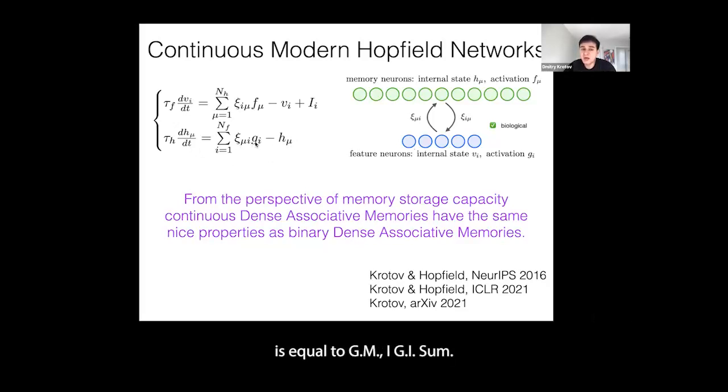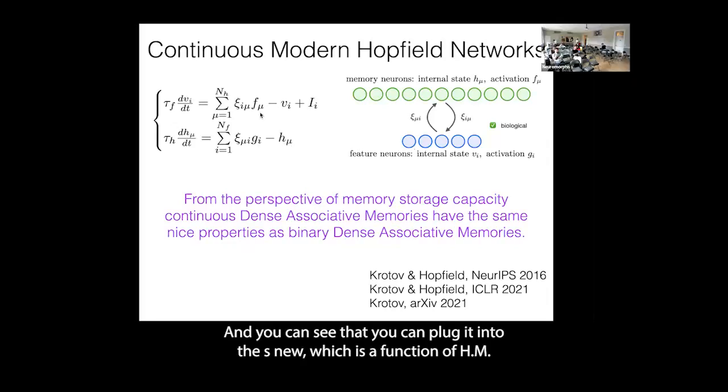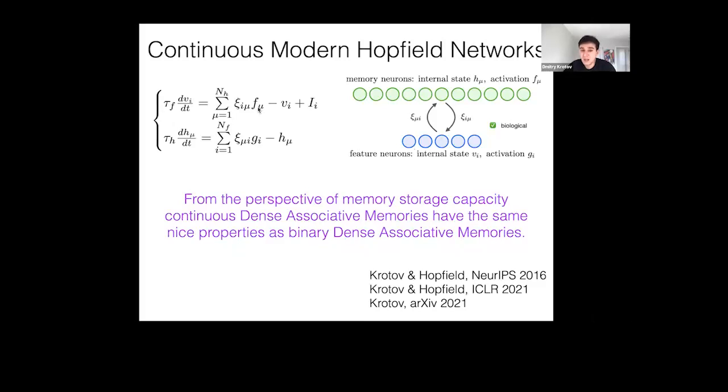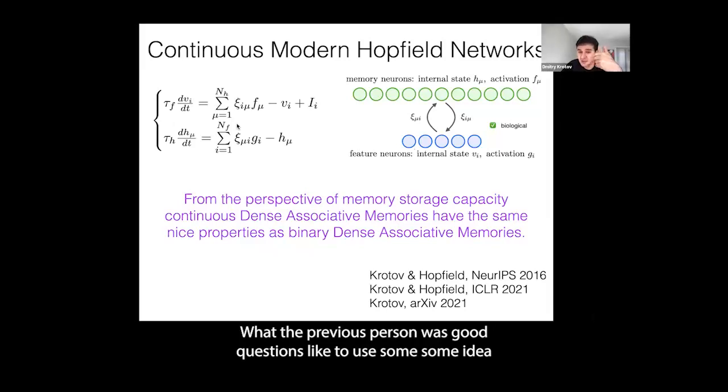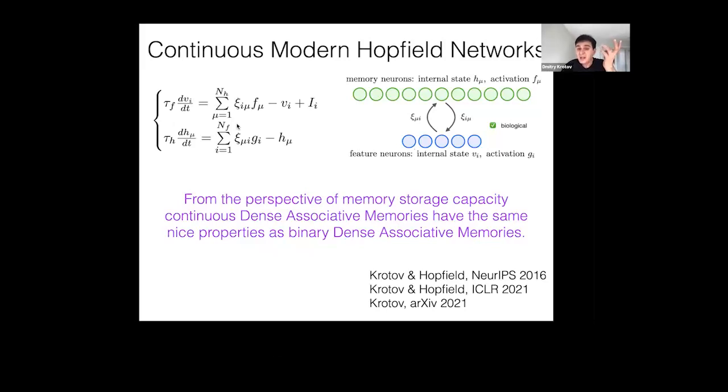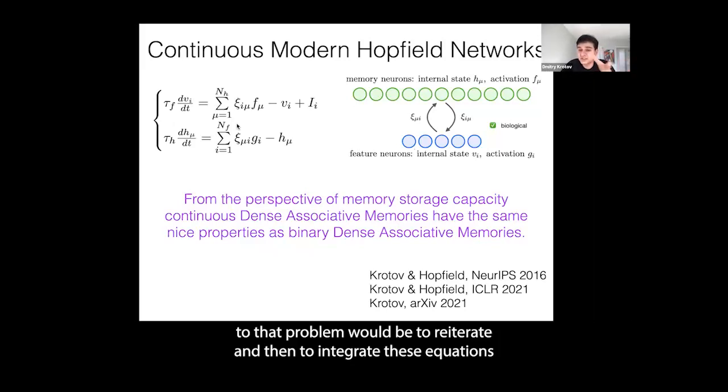If that is the case, then indeed you can solve it explicitly. You can say that H mu is equal to G mu I Gi, sum over I, and plug that into the F mu, which is a function of H mu. But then you will get a very, very sophisticated nonlinearity right here. Of course, you can probably solve it numerically and find the fixed points, and there are numerical ODE solvers that use Runge-Kutta methods, etc. But if your goal is to train the weights, you need to use something like what the previous person who asked the question mentioned: some idea of implicit layers or recurrent backprop to find those weights. That's a meaningful thing to do, but the zeroth-order approach to that problem would be to iterate these equations in time and do backprop through time.